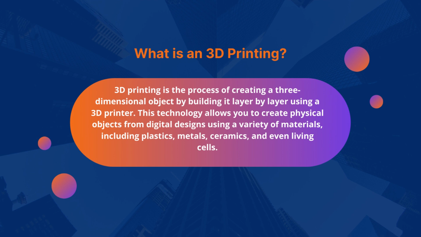This technology allows you to create physical objects from digital designs that are coming from CAD programs, using a variety of materials, including plastics, metals, ceramics, and even living cells. We may talk about this a little bit later, but some examples of living cells: we've actually been able to print some crazy things like muscles and even working lungs and hearts. We haven't yet put these in people, but it is a thing that is being done.